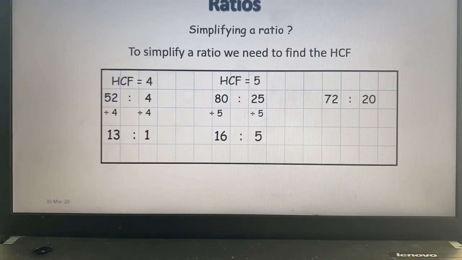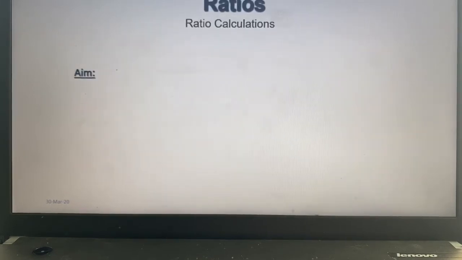And 72 and 20, a little bit trickier here, but you just got to work through various numbers to start with the 20, or the factors of 20, and see which of those are also a factor of 72, and it's 4. So 72 divided by 4 is 18, 20 divided by 4 is 5. So that's our simplified ratios.